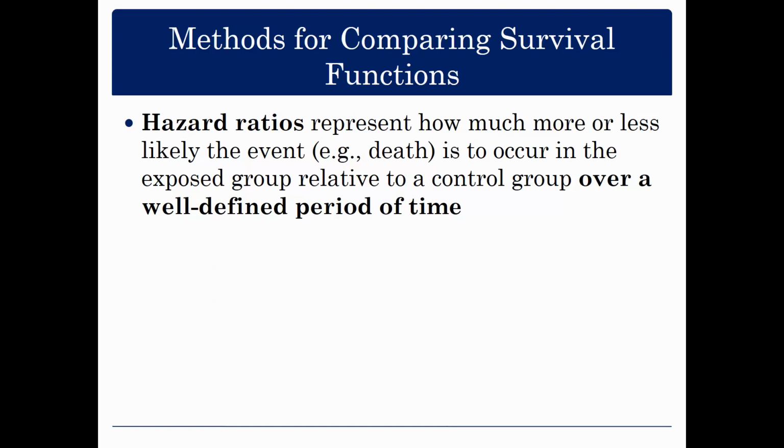Another common method for comparing survival functions, or at least describing the difference or the treatment effect, is the hazard ratio. The hazard ratio is very similar to an odds ratio, and I'll show you in a moment how you would interpret an odds ratio versus a hazard ratio if they're the same value. The hazard ratio just represents a ratio of the risk over a well-defined period of time. So if I'm following individuals for a year, the hazard ratio is a single number that represents how much more or less likely the event is to occur in the exposed group, like the treatment group, relative to the control.